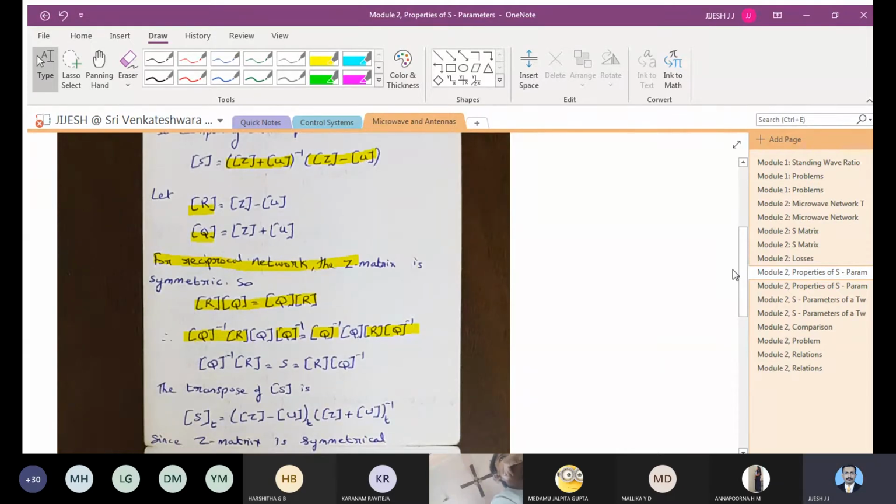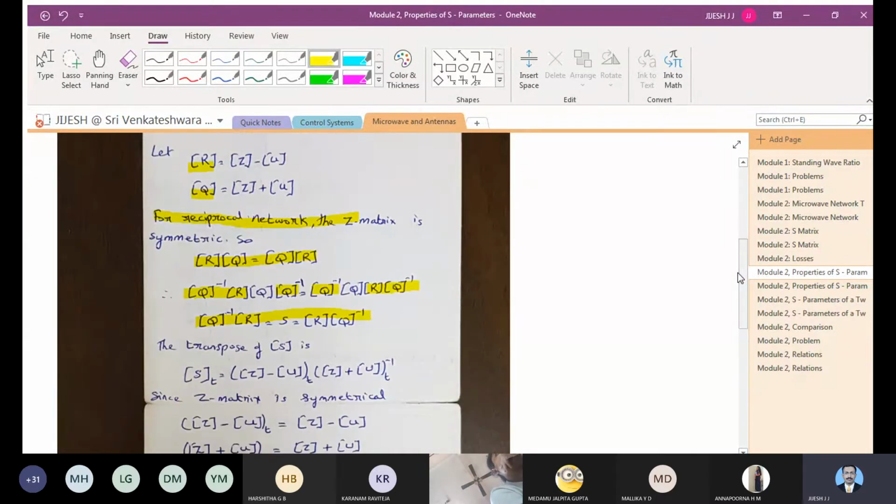So proceeding further, you will end up with this equation, that is Q inverse R is the same as S, and that is the same as R Q inverse. From where did you get S? In the above equation, Z minus U is replaced by R and Z plus U is replaced by Q, and so it is Q inverse R. So that's why we can write Q inverse R is equal to S, and that is the same as R Q inverse. So till here there should not be any doubt for you.